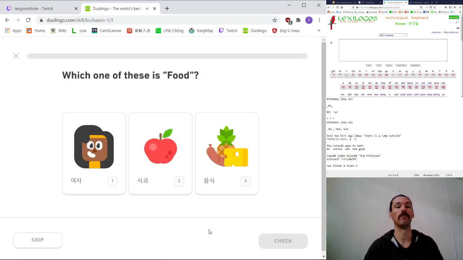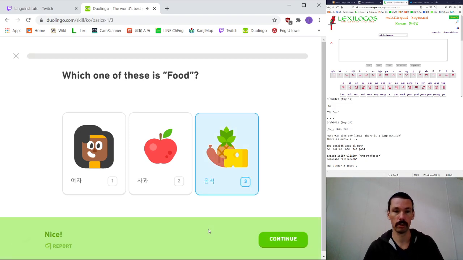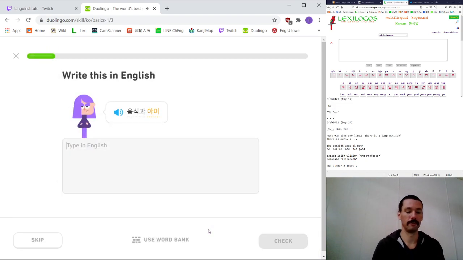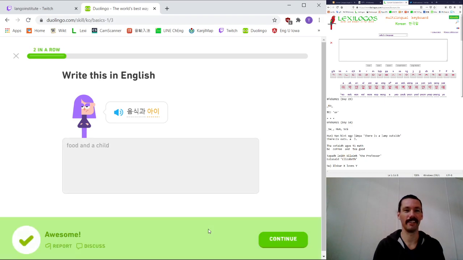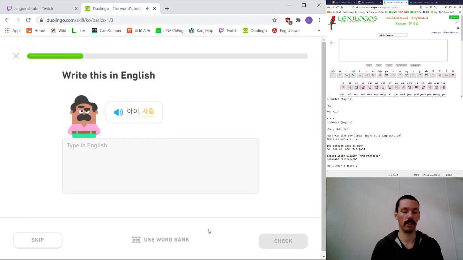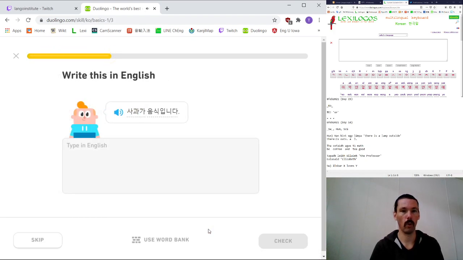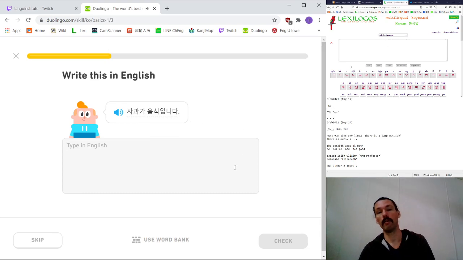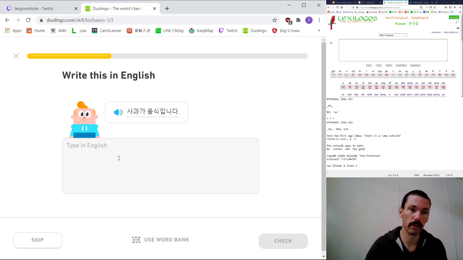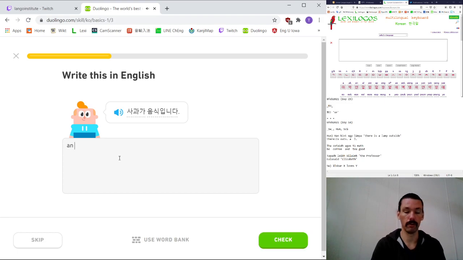Alright, halfway there. Food is going to be 음식. 음식과 아이. Food and child. 아이, 사람. Child, person. 사과가 음식입니다. Alright, a real sentence now. 사과가, the subject marker. Apple is doing 사과가 음식. Food, 음식입니다. 입니다 is. That first vowel sound, E in this word, that's the root. 입니다. The rest is suffixes. 사과가 음식입니다. An apple is food.